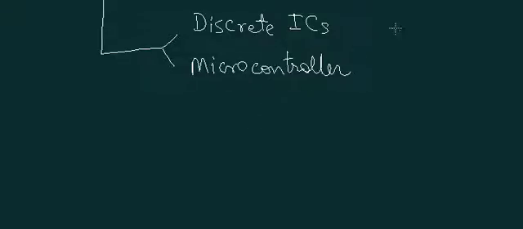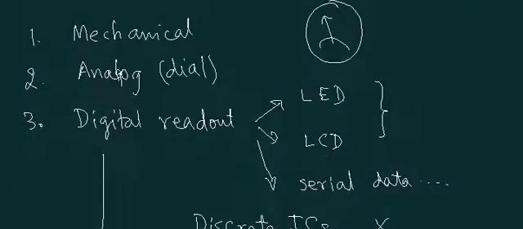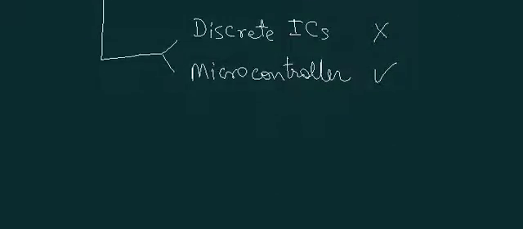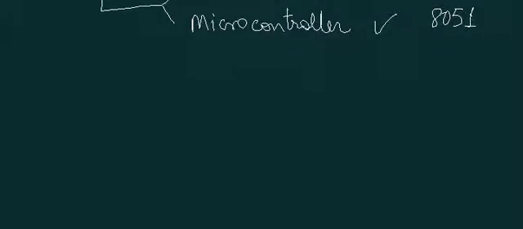So, the approach that we will have is not discrete IC, because this has gone out of the phase, because nowadays everything is miniature and everything is intelligent. So, we will have this approach. We will design a microcontroller based frequency meter. So, we understood the various approaches. It may be a mechanical frequency meter, it may be analog dial, and digital readout, LED, LCD, serial data, and two approaches, and we preferred microcontroller based approach, and we say that right now we are designing the frequency meter using 8051, but any microcontroller is suitable. You can select the microcontroller accordingly, right.